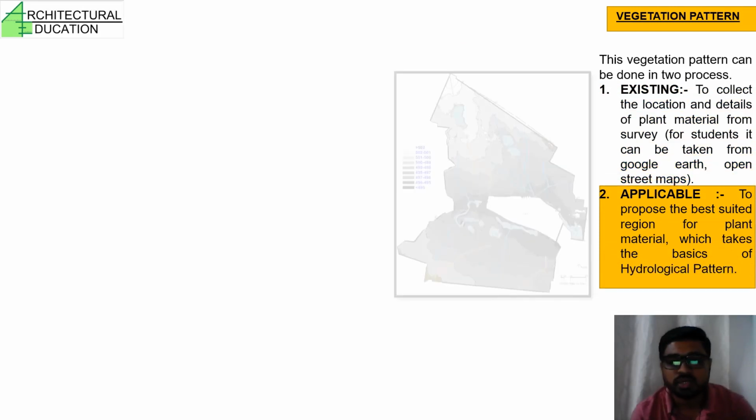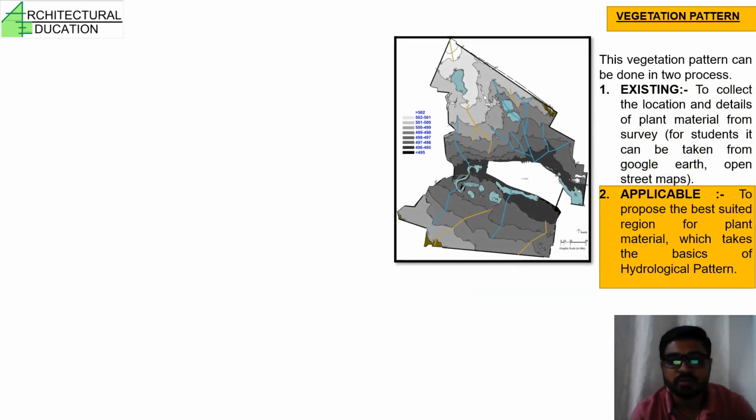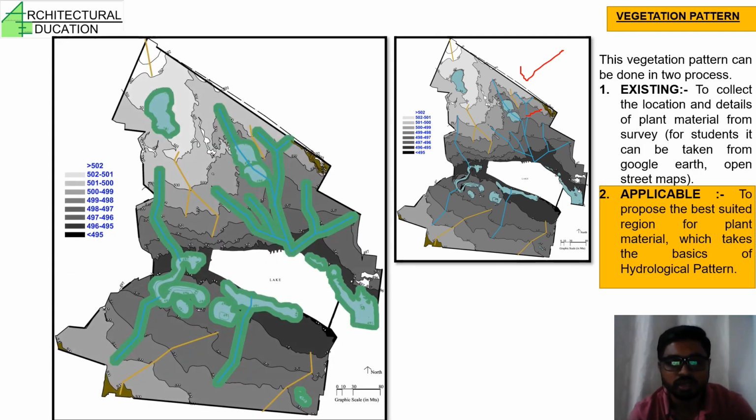Now the next one is the applicable one. In this applicable one, what I have done is based on the ridges and valley drawing, that is the hydrology pattern, where I have taken the valley and given an offset of 5 or 10 meters based on the site visit. And I have produced an outer line for the proposed vegetation.